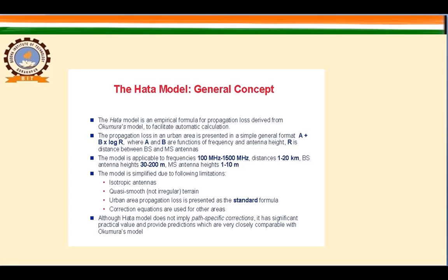The model is applicable to frequencies from 100 megahertz to 150 megahertz, distances covering 1 kilometer to 20 kilometers, base station antenna height 30 meters to 200 meters, and mobile station antenna height 1 meter to 10 meters. The model is simplified due to the following limitations: isotropic antennas and quasi-smooth, not irregular, terrain. The urban area propagation loss is presented as the standard formula.